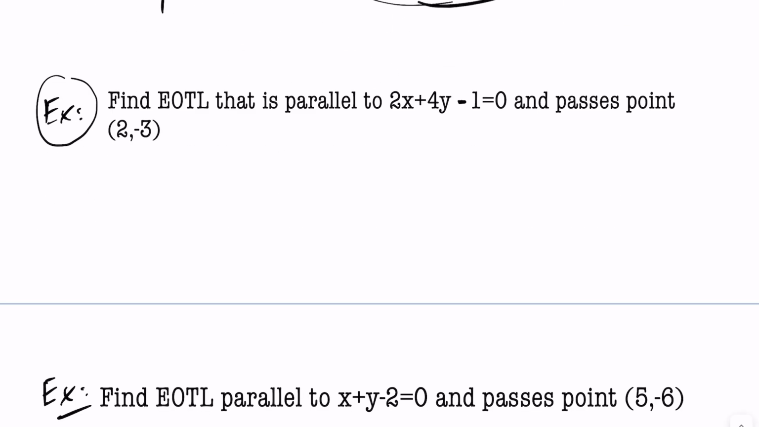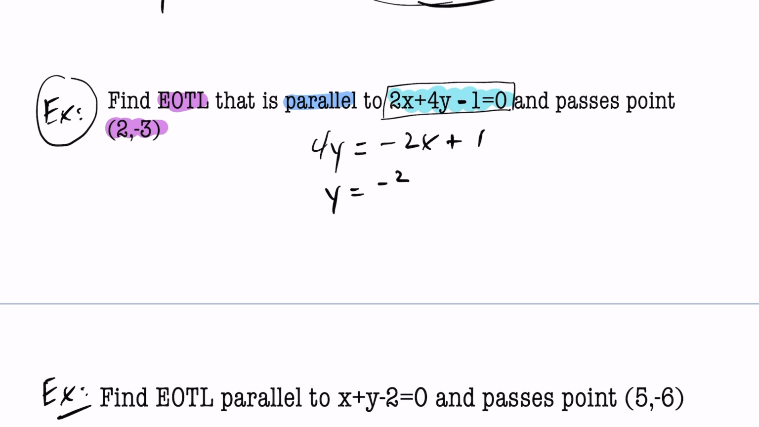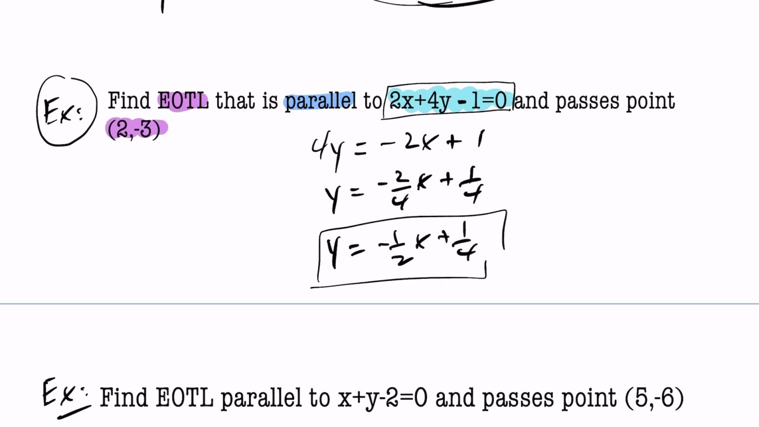So for this example here, they want us to find the equation of a line. It's going to be parallel to this line here. Again, this line is expressed in standard form and it passes through a specific point. So if I want to find the equation of the line that's parallel to this line, I need to find the slope of this line. I do not have the slope of this line, but what I can do is write this in y equals mx plus b form by isolating for y. And if I isolate for y here, I end up finding that the equation of this line that they're referencing is y equals minus 1 half x plus a quarter.